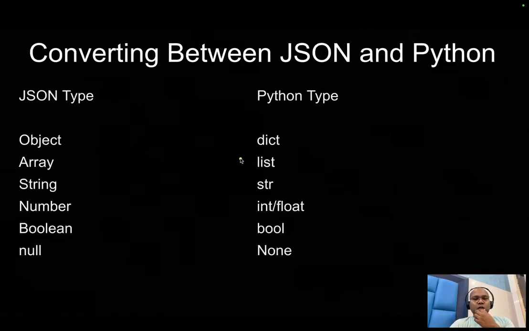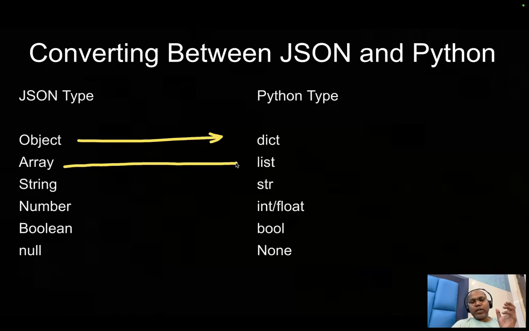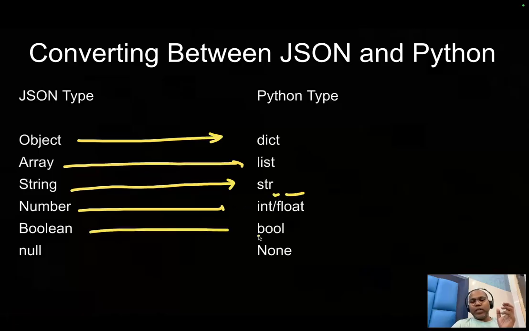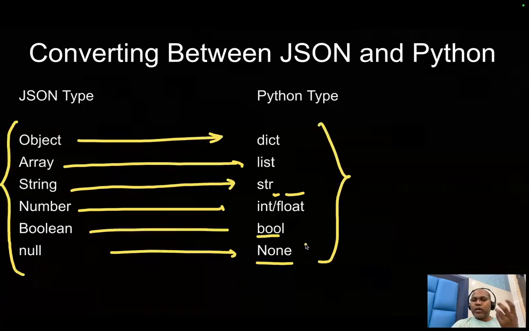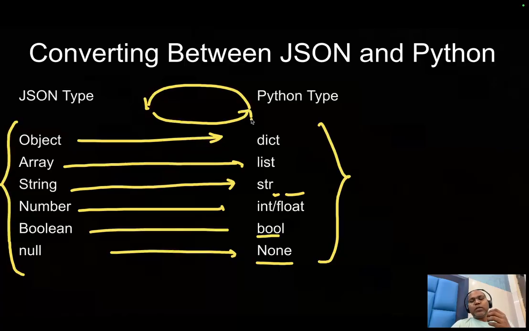Okay, so look, here an object is considered as a dictionary, an array as a list, a string as a string, a number as an integer or float, a boolean as a bool, and a null value as None. So these are the JSON structure and the corresponding conversion to Python. So easily a Python object can be converted to JSON, and a JSON object easily converted to Python.